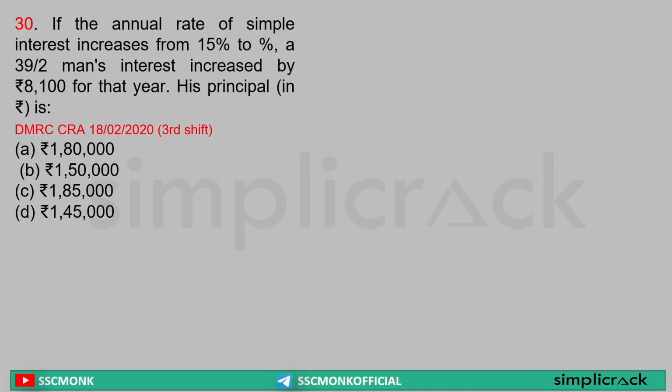Next, if the annual rate of interest increases from 15% to, okay, there is an error in this typing. I need to check with the team. I think there are 3 errors we have found till now.